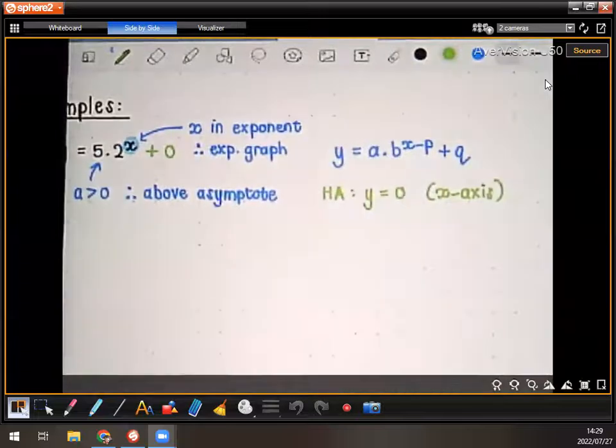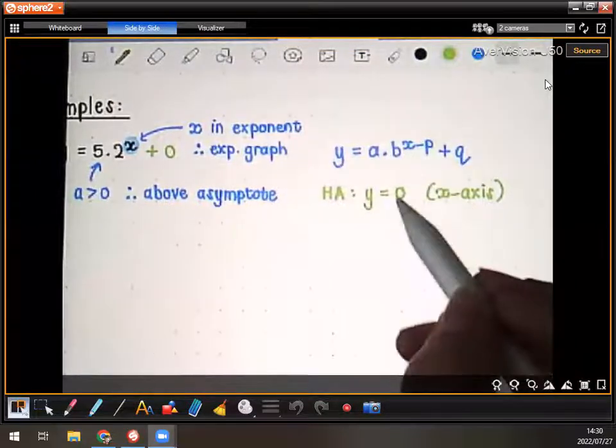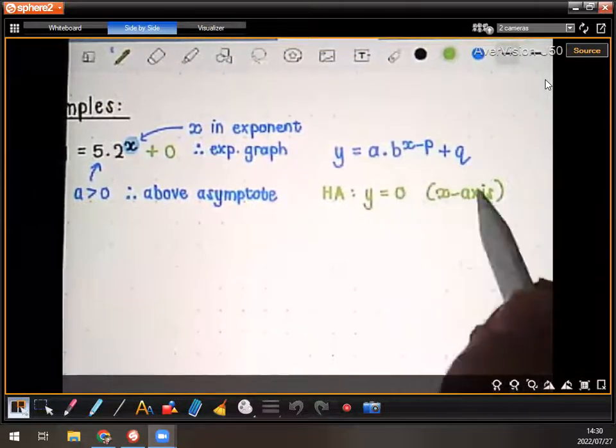I don't know if you guys know that, right? The line y equals 0, that is actually the x-axis. If you're thinking of your Cartesian plane, y equals 1 is where y is equal to 1. Y equals 0 will be where y is equal to 0. That's actually the x-axis. Okay, so for this graph, our x-axis is going to be our asymptote.